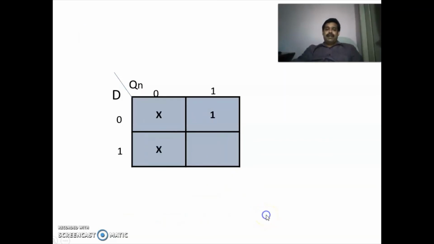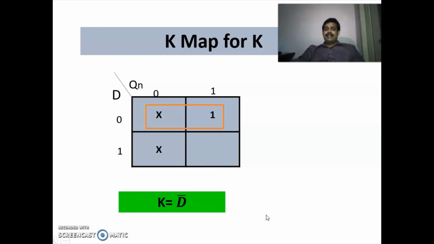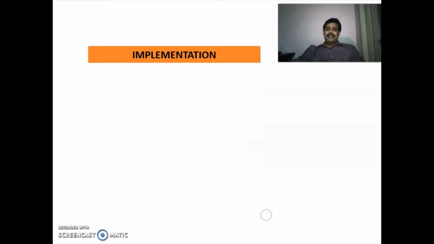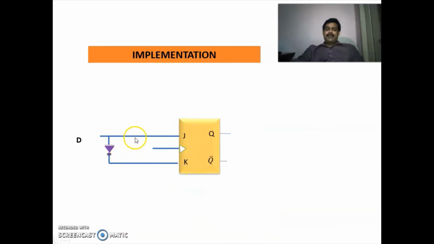equal to D. Now we are drawing the K map for K. We have plotted and we are writing the expression K is equal to D bar. Okay. So now we have got the expressions for J and K. Now we are going to convert the JK into D. So this is the JK flip-flop. For J, you are providing the D and you are providing D bar to the K. So this we have converted this JK to D flip-flop.